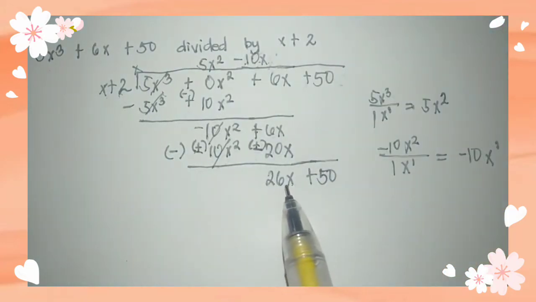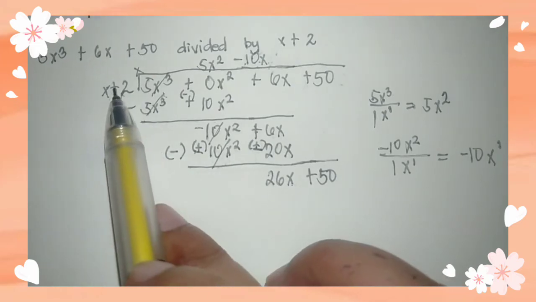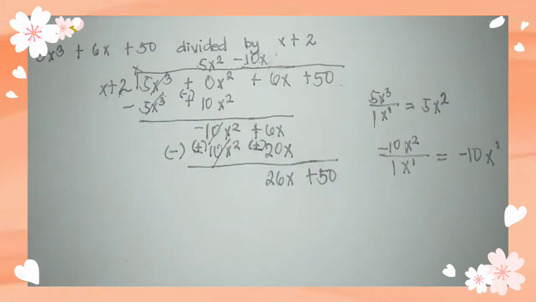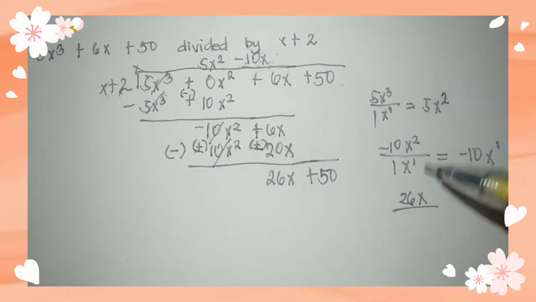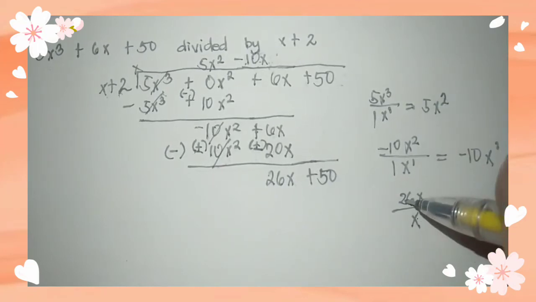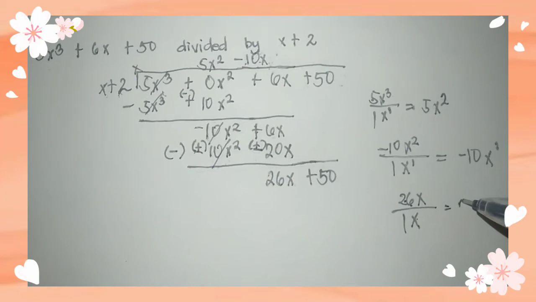Next thing to do is to divide 26x to the first term of our divisor, which is x. Remember, same process lang tayo. Paulit-ulit lang yan, and kayang-kaya nyo siyang gawin. So, we have 26x divided by x. 26 divided by 1 is equal to 26.